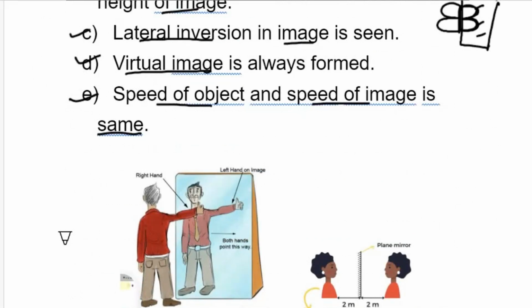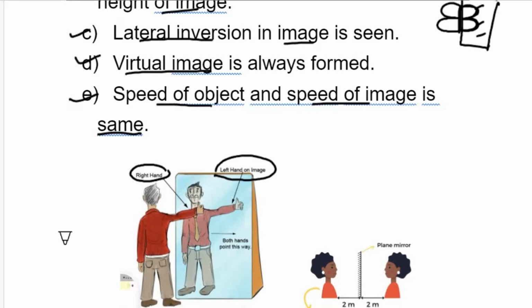You see here, this person shows his right hand, but in the image in the mirror, the person's left hand is seen. The same person's virtual image you can see inside. So the real person, and the person's virtual image you see in the mirror. The person whose image is seen inside the mirror, his right hand shows thumbs up, but the image's left hand is showing. This is called lateral inversion. That is a characteristic feature of a plane mirror.